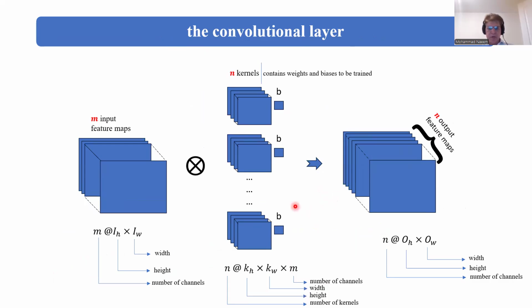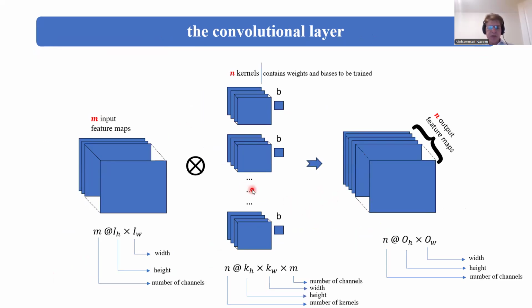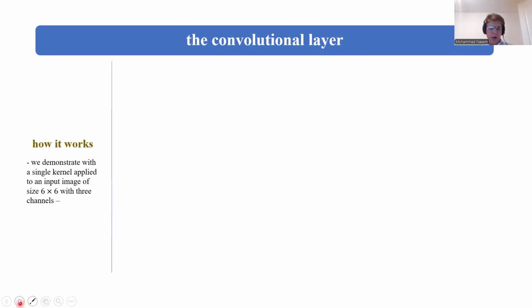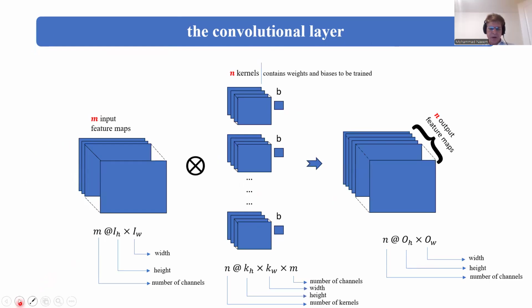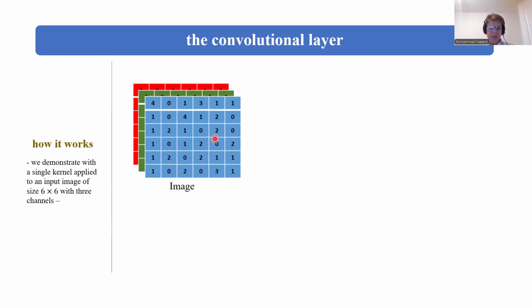And here is some notation that you might find useful in order to specify the design of a convolutional layer in a CNN. And now let us go and explain the working of the convolutional operation in a CNN with the help of a concrete example.